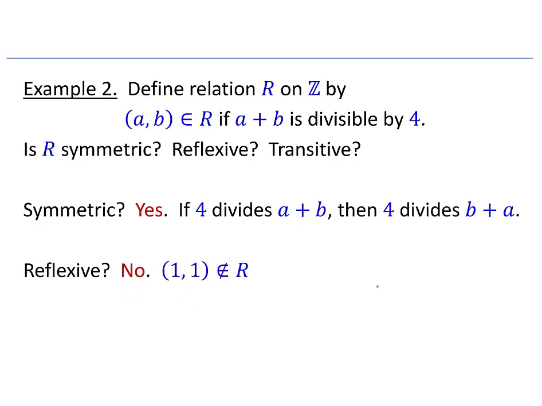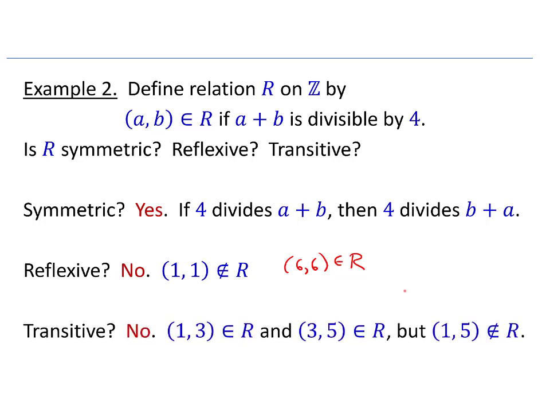Is it reflexive? No, all you need is one example. 1, 1 is not in the relation, so this relation is not reflexive. It's true that there are pairs, like 6, 6, that are in the relation, but that doesn't matter. As long as you have just a single example of a pair, a number with itself, that is not in the relation, then this relation is not reflexive.